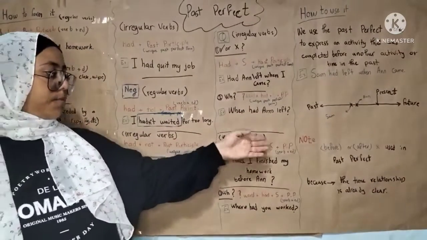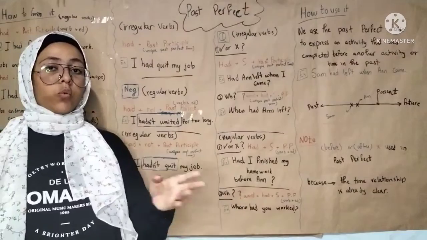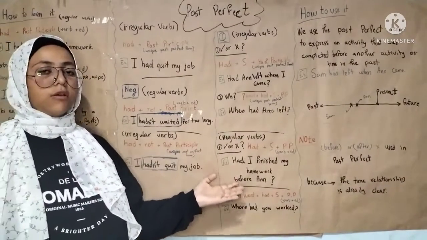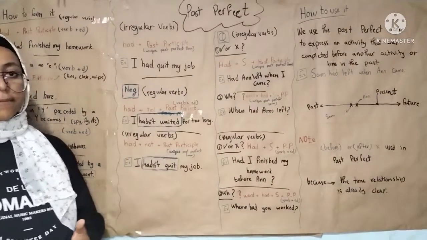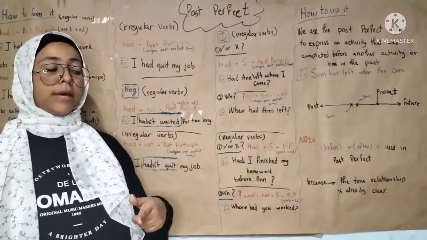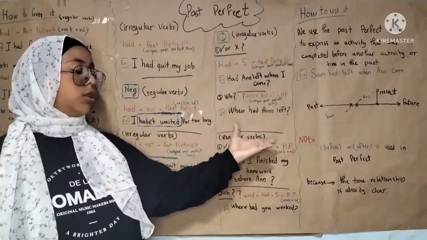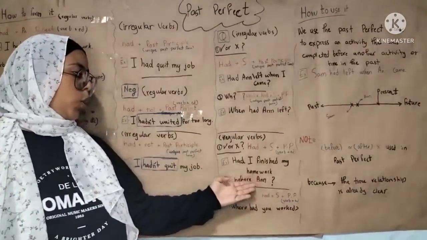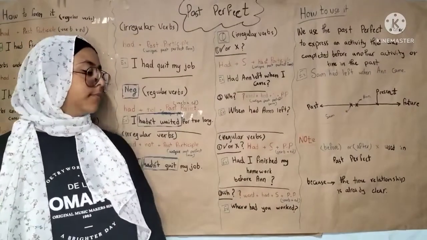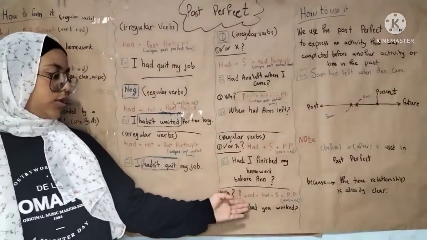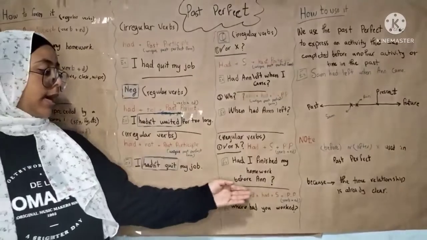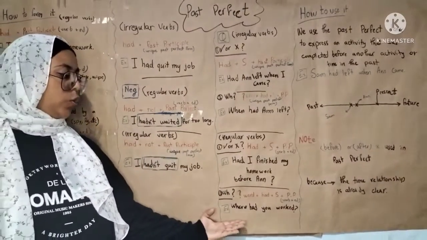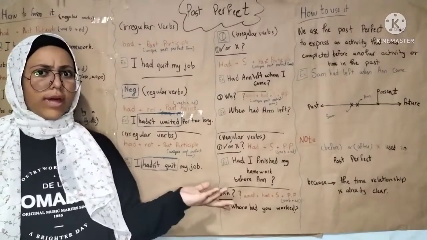Now with regular verbs, first yes or no question, we start with had, plus subject plus the past participle, verb plus ed to form the past participle. Had I finished my homework before? WH question: question word plus had plus subject plus past participle. Where had you worked?